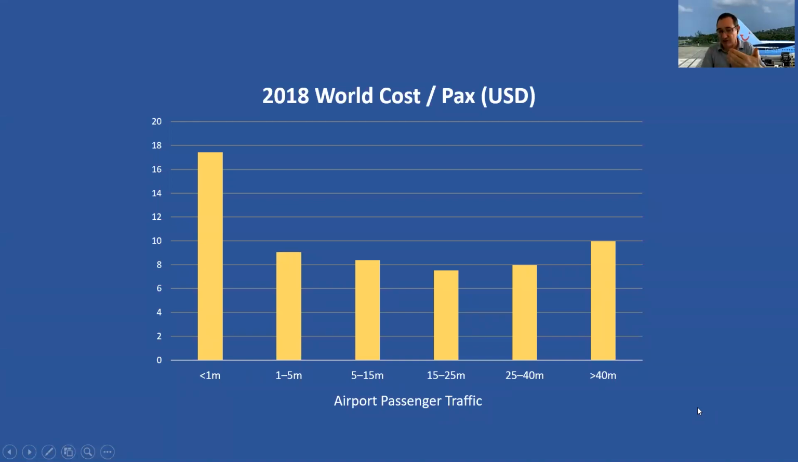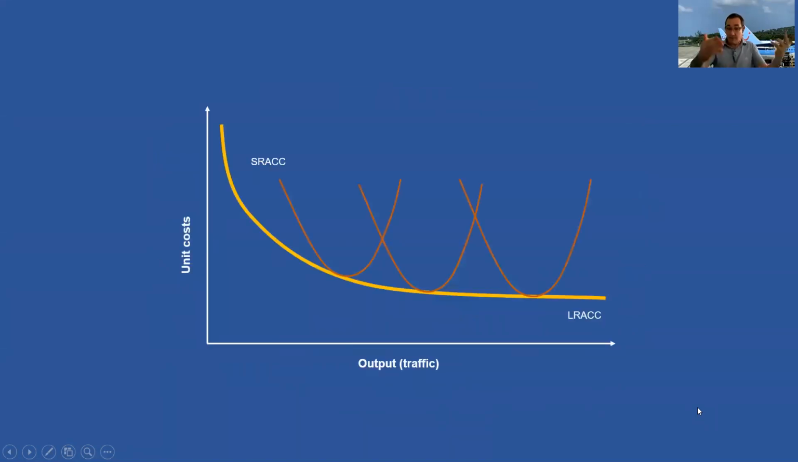Once those airports grow and actually build their capacity, the unit cost should come down. Now, and this is actually for those of you who have done economics, you're probably familiar with the long-run average cost curve. It's exactly what I was showing you before. In the long term, unit costs go down.